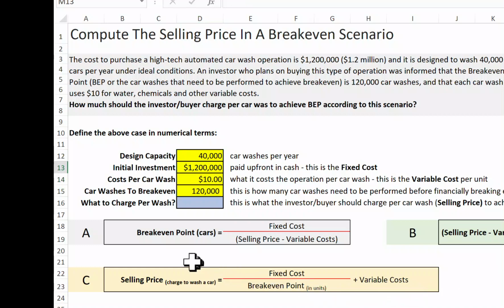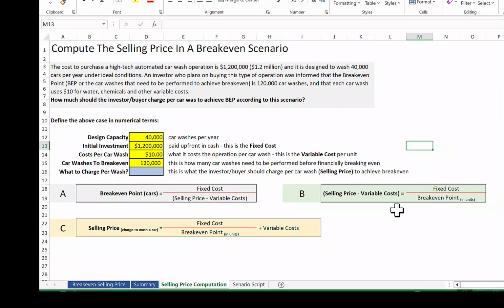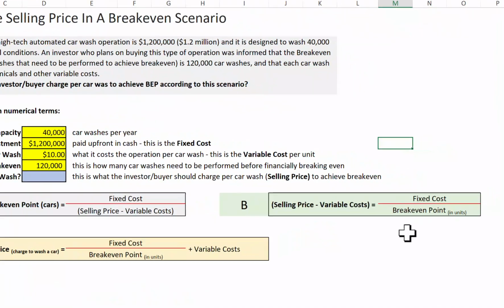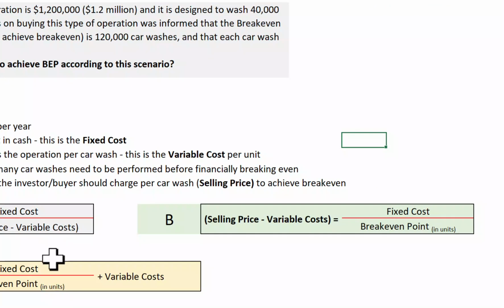Well, in algebra, we know that we can rearrange a formula as long as we maintain the equality integrity. In other words, what's on the right side must always be equal to what's on the left side. So we take the basic formula A and we change it to B by simply taking the denominator, selling price minus variable costs, and bring it up and take down the break-even point in units below it.